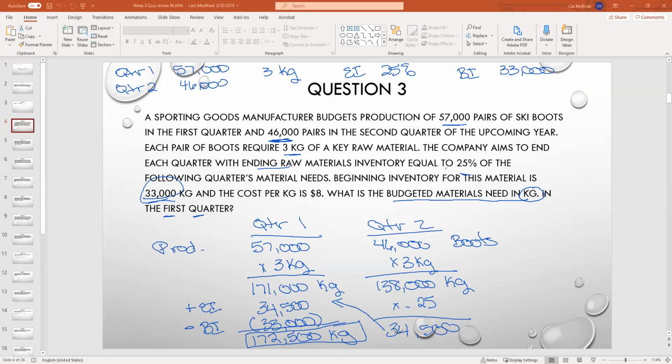Question, Doc. It's saying beginning inventory for the material is 33,000 kilograms. But where does it state that it's in the first quarter that the beginning inventory is? Because that's what we're trying to figure out. We're looking at quarter one and quarter two. So beginning inventory would have to be quarter one because we aren't to quarter two yet. We're budgeting for the first quarter. All right, so not so bad if you just think it through.